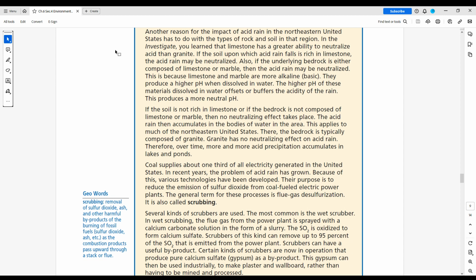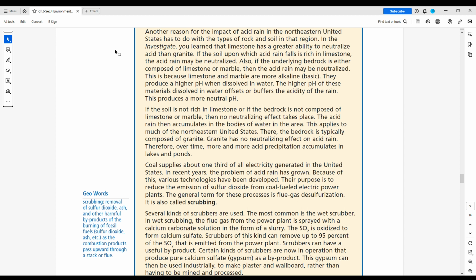Another reason for the impact of acid rain in the northeastern United States has to do with the types of rock and soil in that region. In the Investigate, you learned that limestone has a greater ability to neutralize acid than granite. If the soil upon which acid rain falls is rich in limestone, the acid rain may be neutralized. Also, if the underlying bedrock is either composed of limestone or marble, then the acid rain may be neutralized.